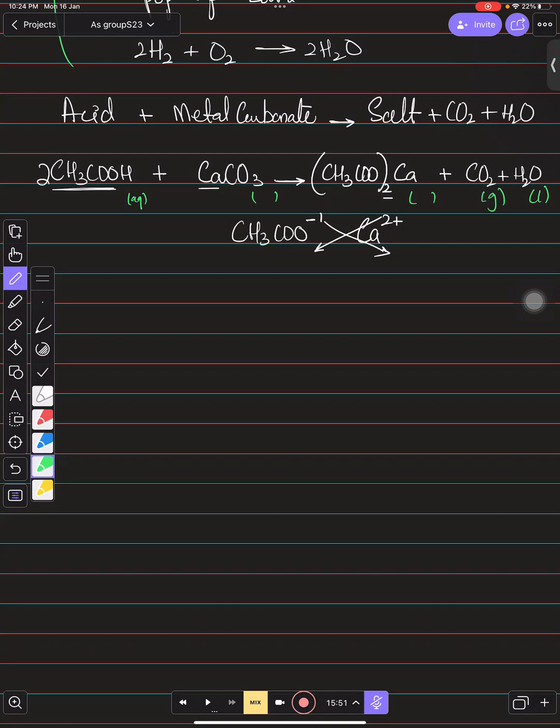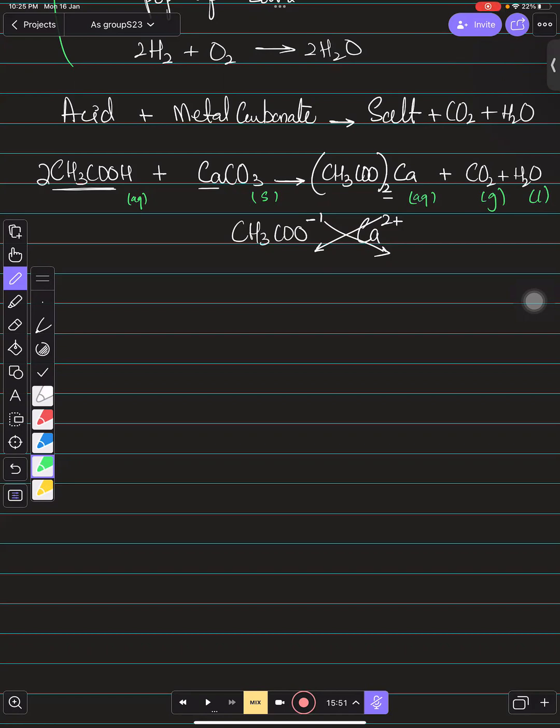Solid. This calcium carbonate is actually solid, because if you remember in your O levels, you learned that all the carbonates are insoluble in water except sodium, potassium, and ammonium, right? So this means that calcium carbonate should be insoluble and it should be solid. And this is a salt of ethanoate, so it should be aqueous, right?